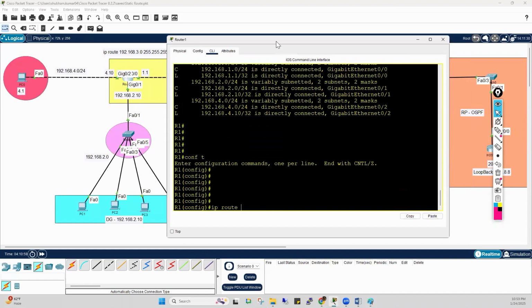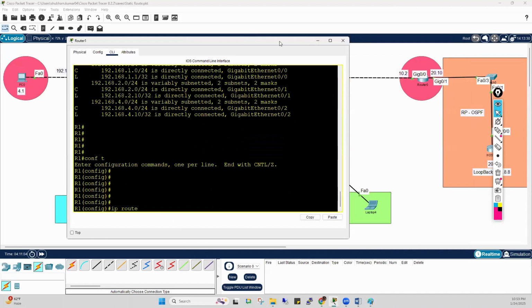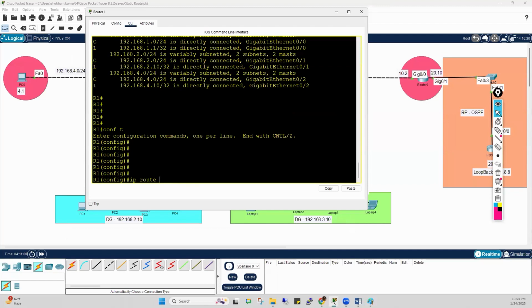What I want is that PC number one can ping only laptop one. Here you do not need to write 192.168.3.0, because that means you are allowing the complete network. But right now I want to allow only the host. So the host is 3.1. I am allowing only laptop one's IP, so I am writing 192.168.3.1.